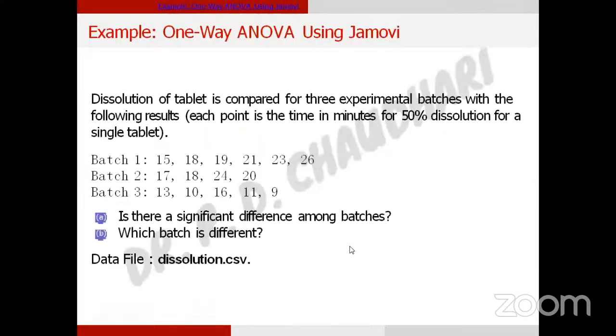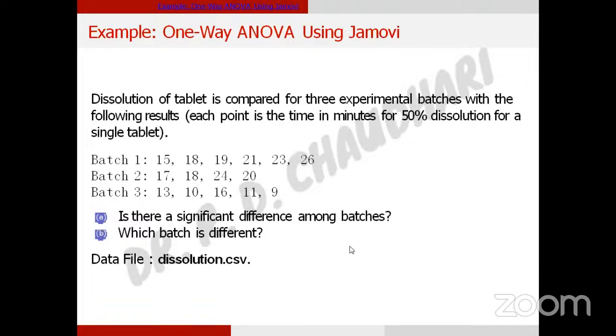The p-value is a proportion value. Now, an example of one-way ANOVA using JAMOVI. The dissolution of a tablet is compared for three experimental batches, with the following results: batch 1, batch 2, and batch 3. Is there a significant difference among the batches? Which batch is different? We have to give the solution for this question.